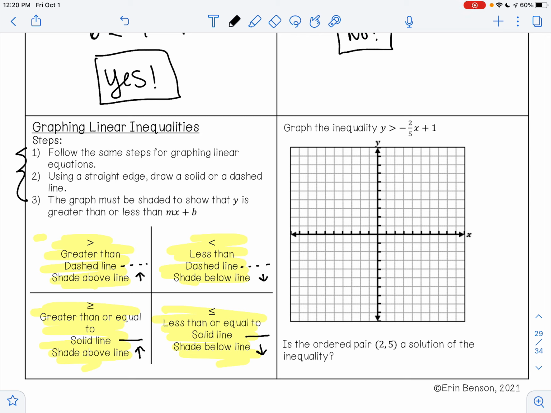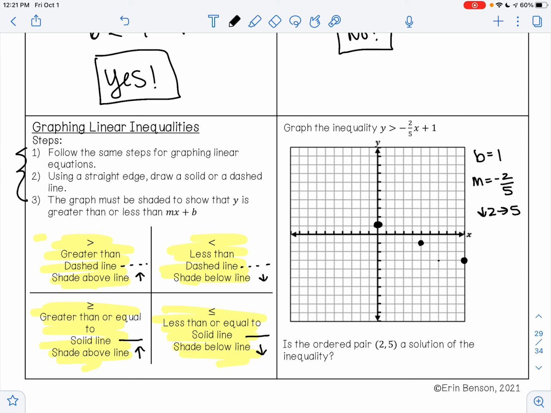It says graph the inequality y is greater than -2/5 x plus 1. So I'm going to begin with b. In this inequality, b is 1. So that's this point right here. I'm going to move with m. In this problem, m is -2/5. So that means I can go down 2 and to the right 5. So 1, 2, 1, 2, 3, 4, 5.